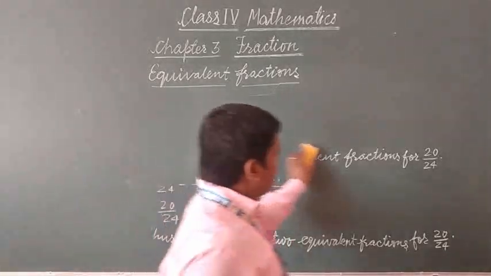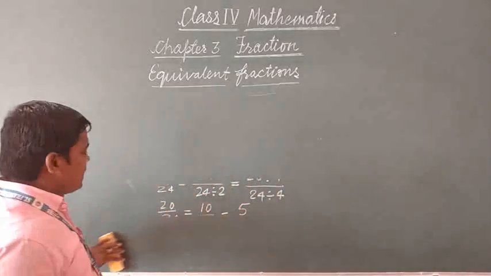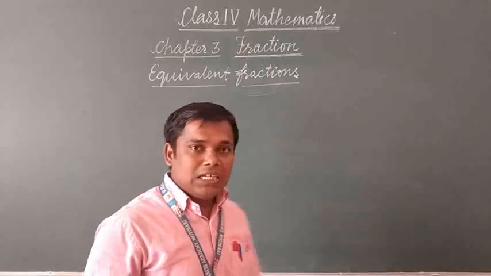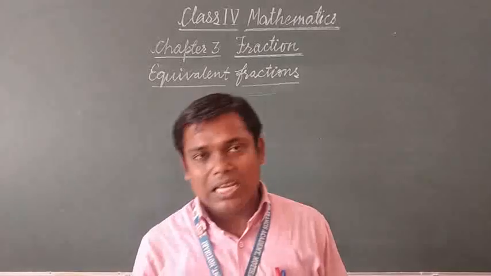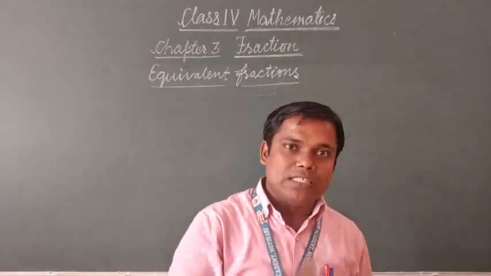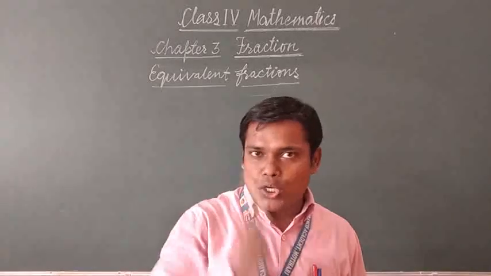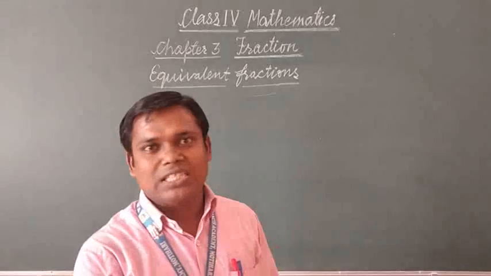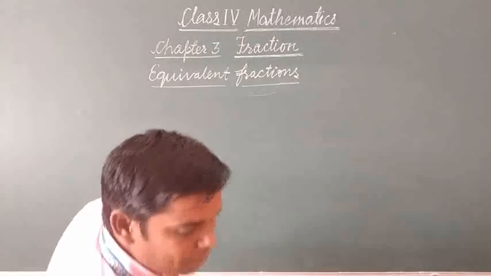When two fractions are given to us and we are asked whether the two fractions are equivalent or not, we will multiply the numerator of the first fraction by the denominator of the second fraction, and the denominator of the first fraction by the numerator of the second fraction. If both products are equal, then we say that the given fractions are equivalent to each other. Look at here, checking for equivalent fractions.